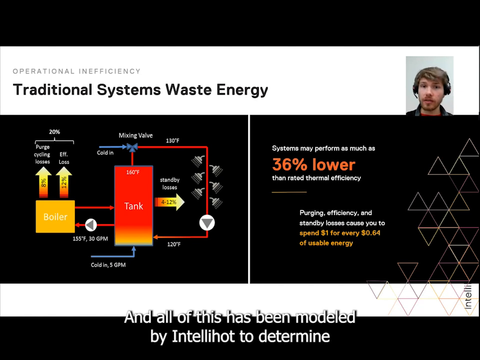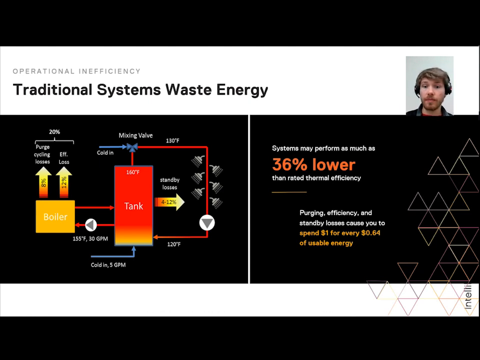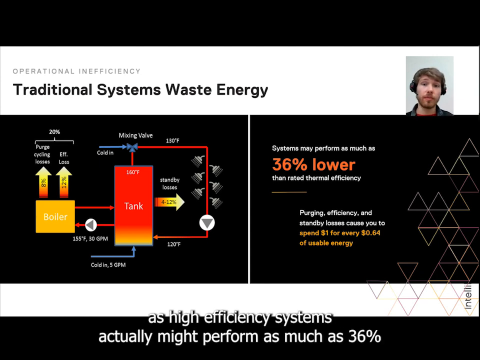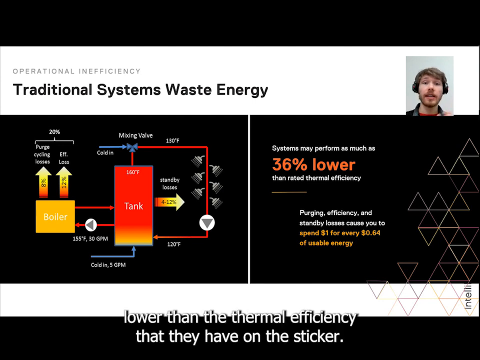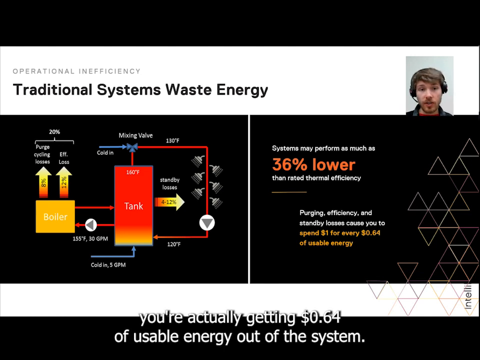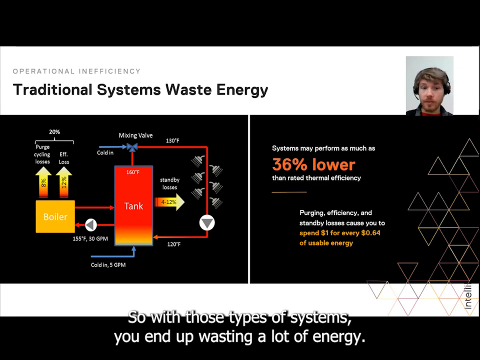And all of this has been modeled by telliTalk to determine how much energy you actually end up wasting in a traditional system. And so what we found is that systems that rate themselves as high efficiency systems actually might perform as much as 36% lower than the thermal efficiency that they have on the sticker. And so that means that for every dollar of money you're putting into that system, you're actually getting 64 cents of usable energy out of the system. It's almost like lighting your money on fire. So with those types of systems, you end up wasting a lot of energy.